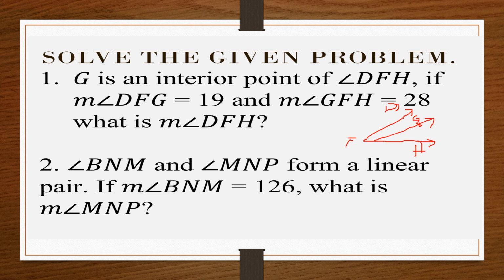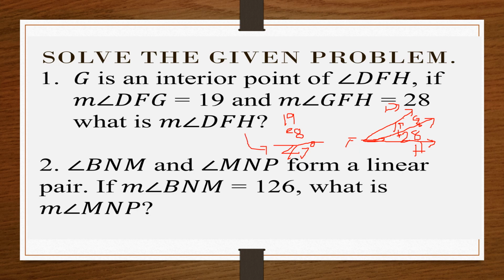So it's better to draw first, your angle, so that it's easier to solve. So we have 19 plus 28. What do you think is the answer? 19 plus 28. We have 47 degrees. Okay, so therefore the measure of angle DFH is 47 degrees.